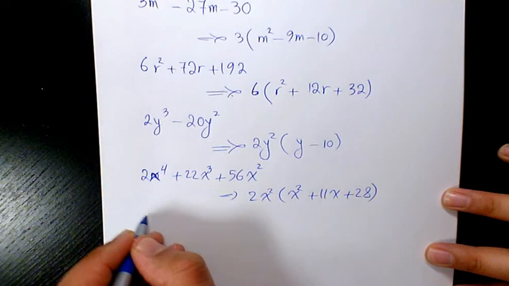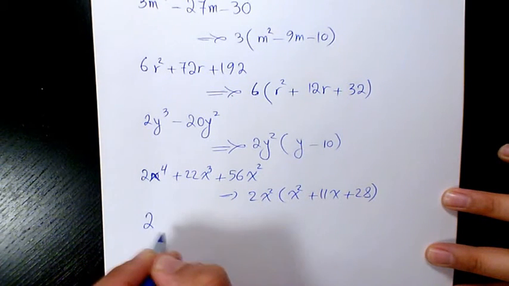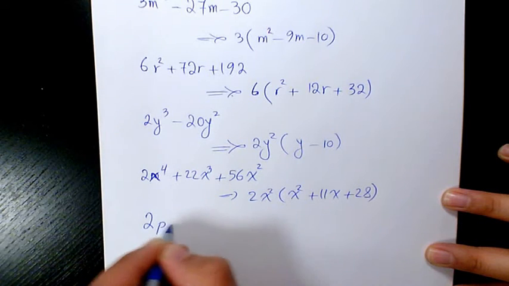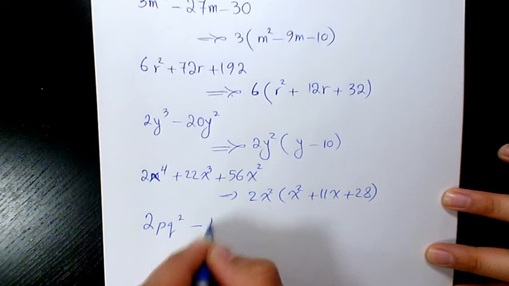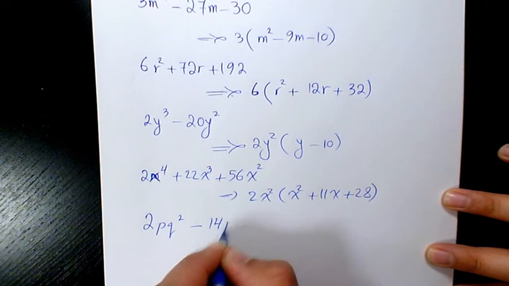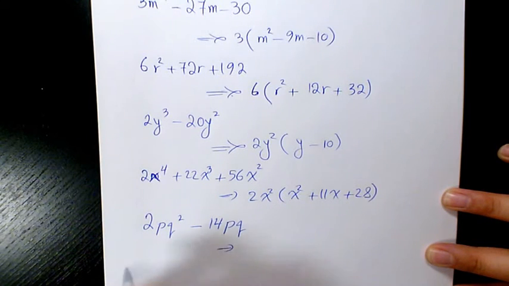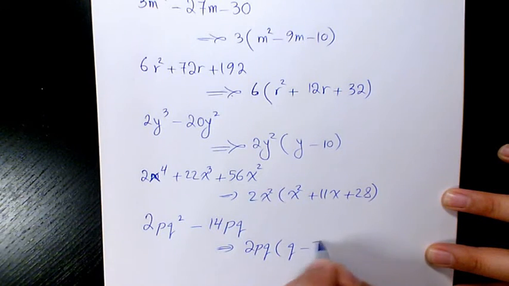Next one is 2pq squared minus 14pq. So that's going to make it 2pq, q minus 7.